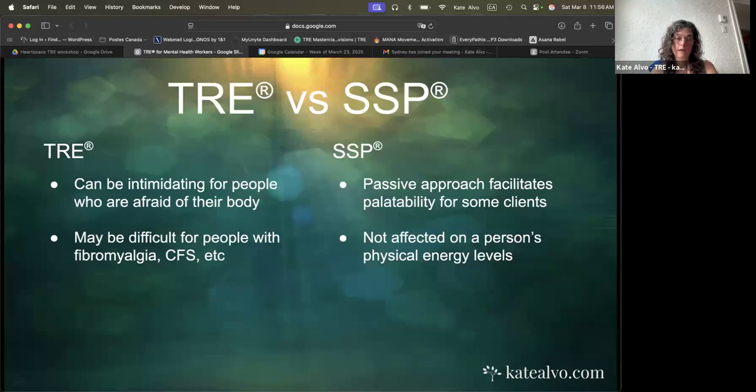For some clients, TRE can also be difficult because of the pain that they have in their body. I've got a client with fibromyalgia who, in any position she's in, if she's holding it for more than a couple of minutes, it's painful. So for her, working with the SSP might be a little easier to start out, to get a little bit of regulation of her nervous system first before moving on to something more body-based and somatic. People with chronic fatigue syndrome also might just not have the energy to get themselves to do something physical like TRE. So SSP can be a really great alternative in those cases.